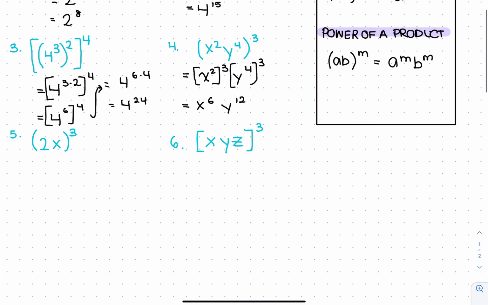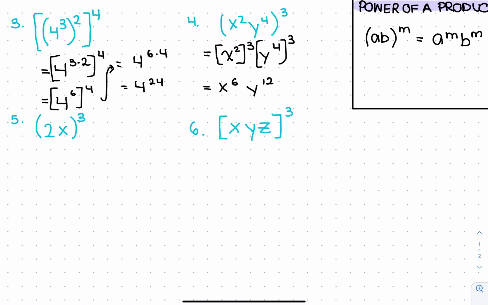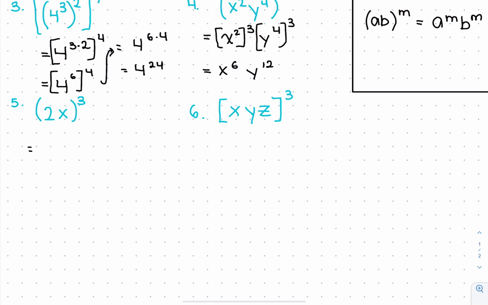So the next one we're looking at is the same idea. 2 things are being multiplied, and then they're raised to an exponent. So we're going to write it out as 2 to the power of 3 and x to the power of 3. We can actually do 2 to the power of 3. That's just going to give us a number. However, sometimes it might be a larger number. In this case, 2 to the power of 3 is 2 times 2 times 2, which gives us 8. So the final answer for this is actually 8x cubed.